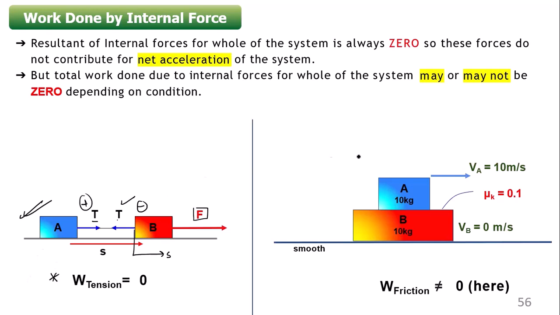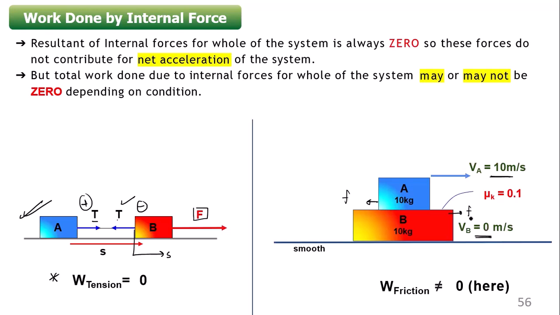Now whenever the blocks are moving in such a way, the friction that comes is kinetic in nature. Let us say the first block is moving with 10 meter per second and the second block is at rest. That means A is moving over B, so there is relative movement of A and B. On block A, the friction will be in this direction. So this is the friction force. And on block B, the friction will be in this direction. But the friction is not sufficient to move block B.